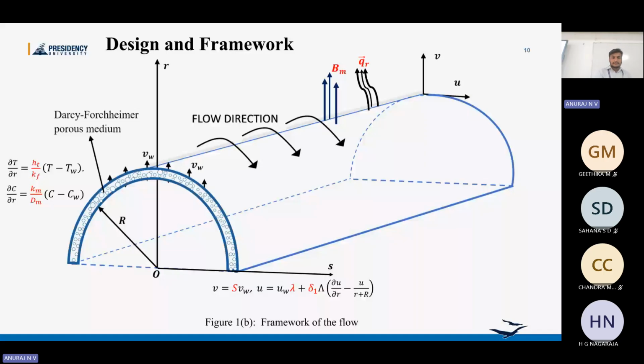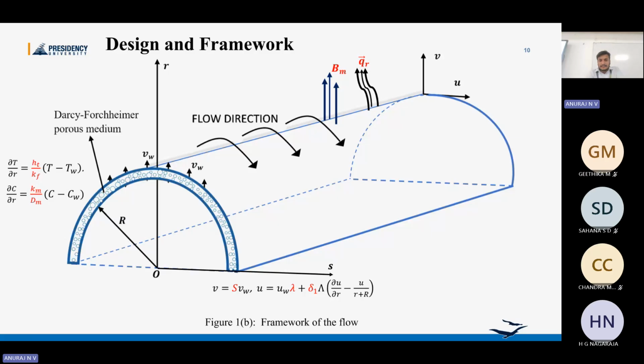And here, majorly, I am introducing the suction parameter and the shrinking parameter. Because of this only, I am getting the dual solution. Why is it a dual solution? When we apply suction, it pulls the flow, and for the shrinking also, the flow becomes inward. When it becomes inward, there will be a bifurcation point. That's why it is a dual solution.